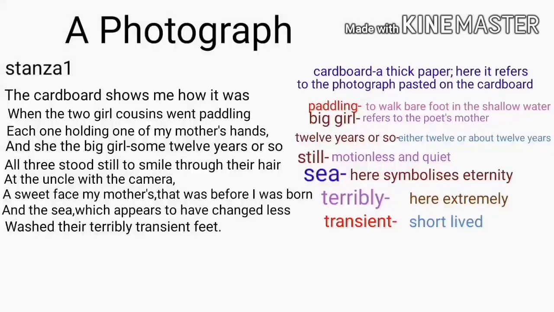And the sea was washing their terribly transient feet. And here in this terribly transient feet, alliteration as well as transferred epithet is used. What is transferred epithet? Transferred epithet is a figure of speech in which a modifier modifies a noun. So terribly transient feet here refers to the human beings who are short-lived, whose lifespan is very short, but nature is eternal.